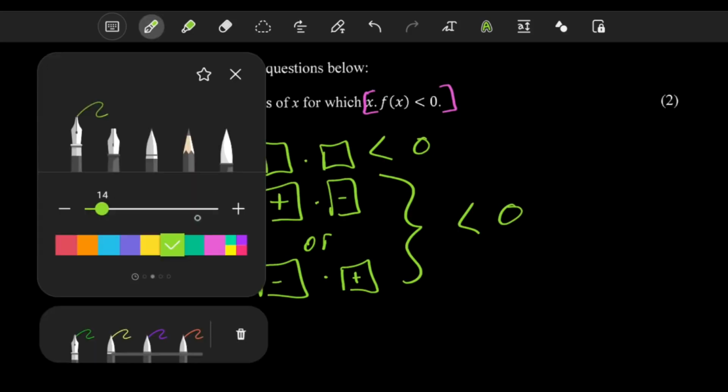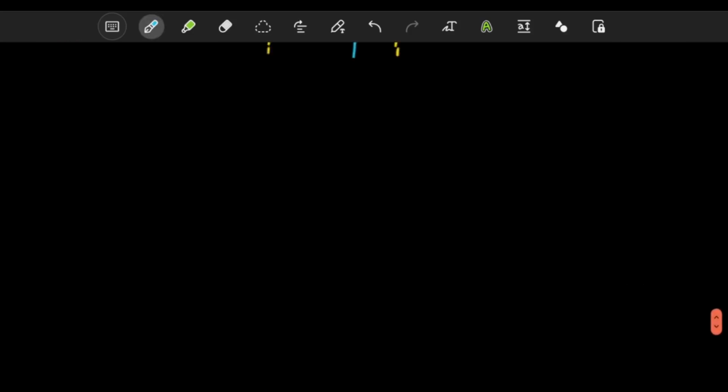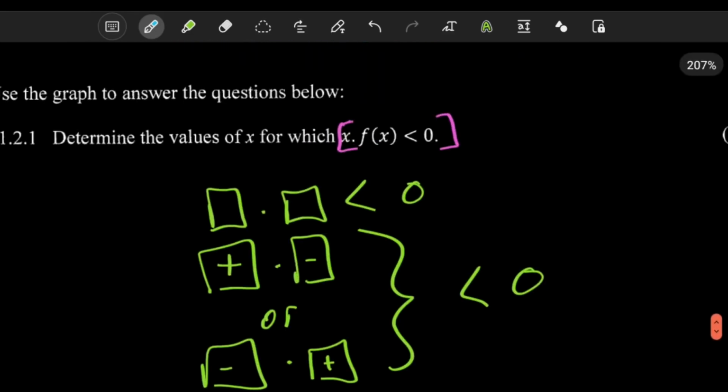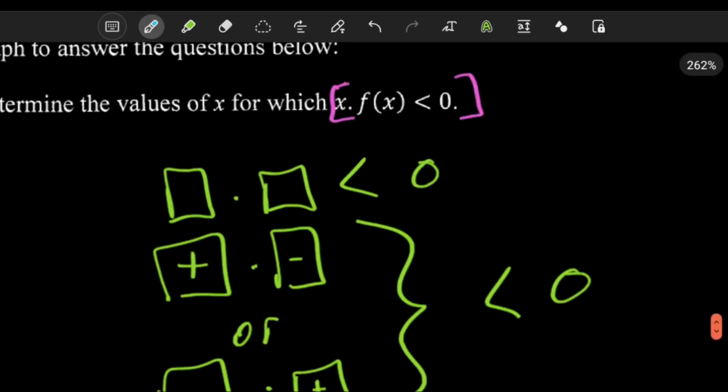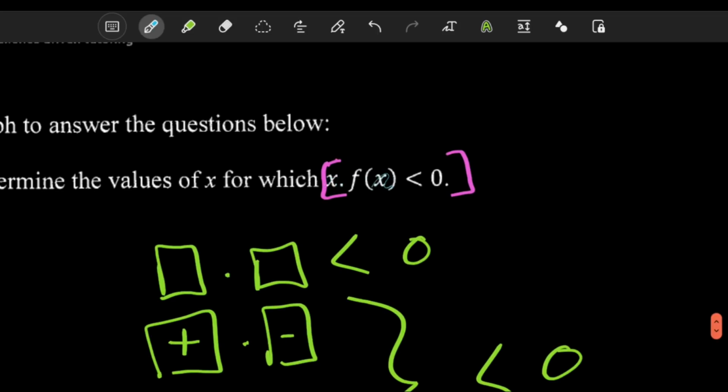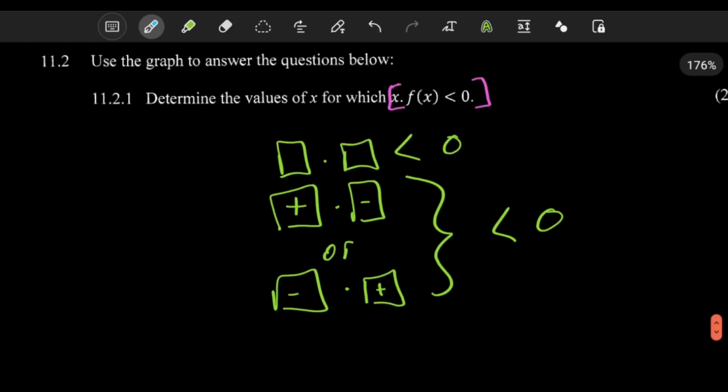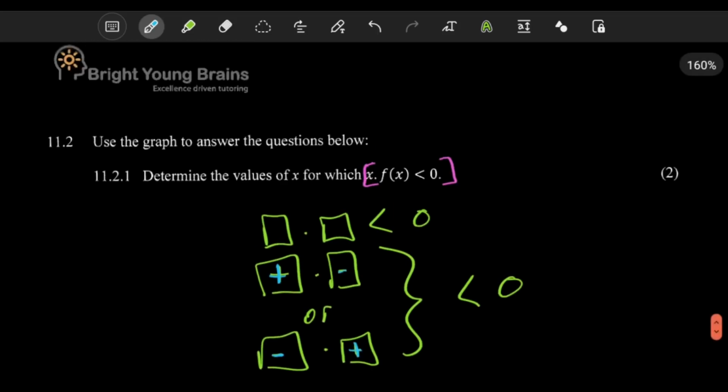So in our case, this is what we need to do to use our graph. They're basically asking us, where will you have x values that are positive together with y values that are negative, or where will you have x values that are negative while having y values that are positive? Because this is just representing x values of the graph and y values of the graph. So you want a scenario where you have positive x values but negative y values, and a scenario where you have negative x values while you have positive y values.